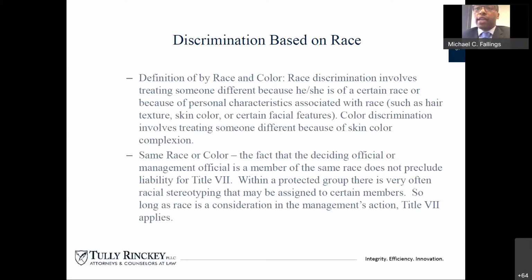As I mentioned, race and color discrimination is covered by Title VII. Race discrimination involves treating someone differently because he or she is of a certain race, or because of personal characteristics associated with race, such as hair texture, skin color, or certain facial features. Color discrimination involves treating someone differently because of their skin color complexion. Importantly, just because a deciding official, management official, or supervisor is of the same race as the person bringing a complaint does not preclude liability. There is very often racial stereotyping that may be assigned to certain members. So long as race is a consideration in the management's action, Title VII applies.